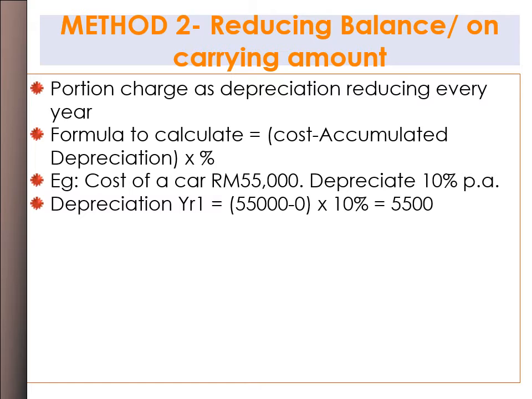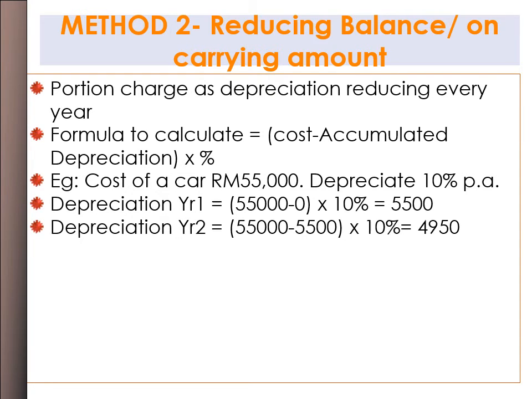So depreciation in year 1, since in year 1 you have no prior depreciation, you will deduct 0. So 55,000 multiplied by 10% is 5,500. Meaning that if you choose reducing balance or straight line method, in year 1, if you use the same rate, the depreciation value is the same.